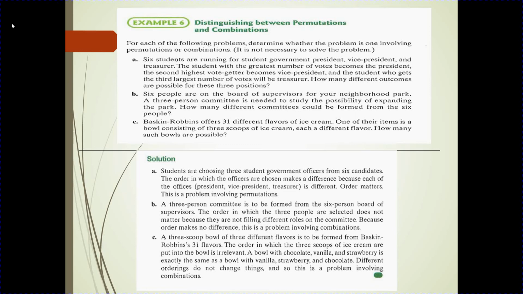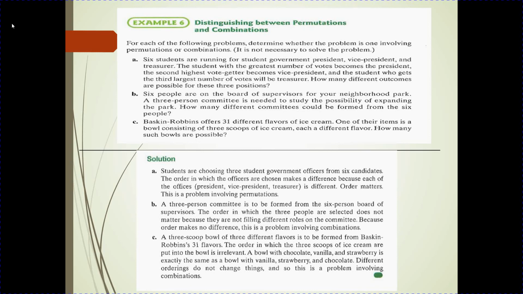A 3-scoop bowl of 3 different flavors is to be formed from Baskin Robbins' 31 flavors. The order in which the 3 scoops of ice cream are put in the bowl is irrelevant. A bowl with chocolate, vanilla, and strawberry is exactly the same as a bowl with vanilla, strawberry, and chocolate. The flavors will be the same. So different ordering doesn't change things, so the problem is involving a combination.